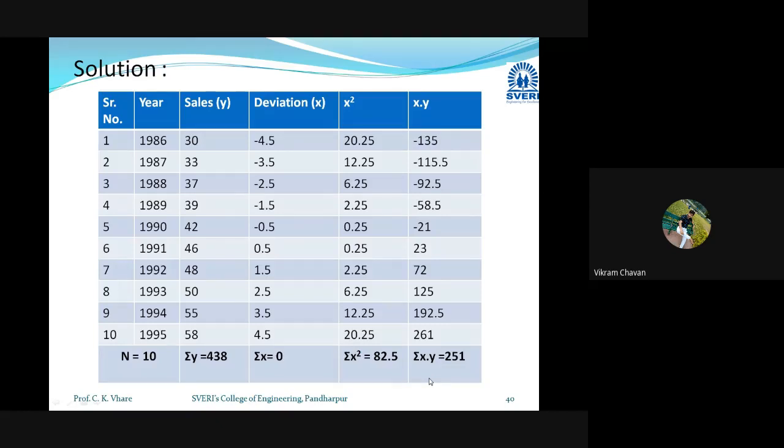find out the a and b constants for the straight line, and find out the forecasting for the next 3 years, that is for the years 1996, 1997 and 1998. That is your homework for today.